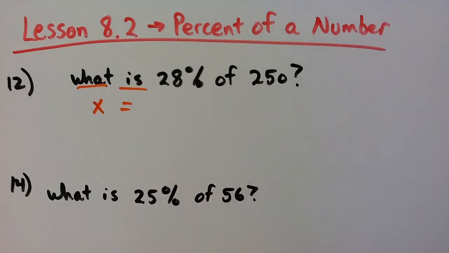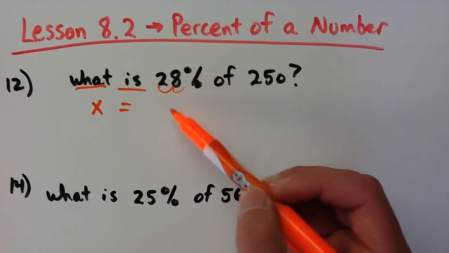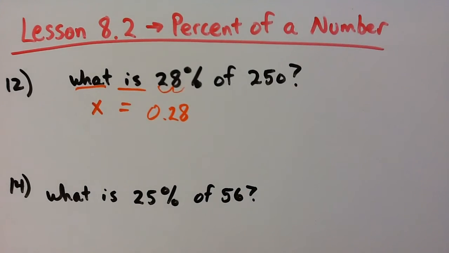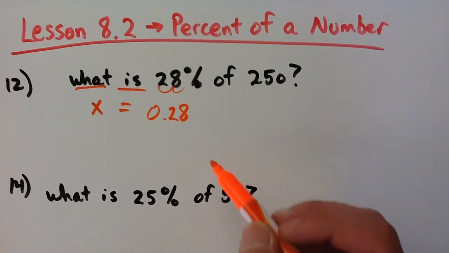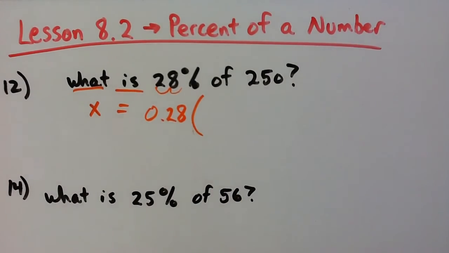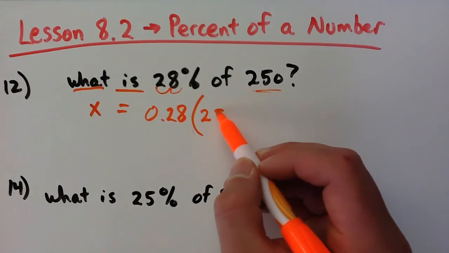How would you write 28% in decimal form? To go from percent to decimal, you divide by 100, or move the decimal 2 places to the left. So that would be 0.28. Anytime you put a percentage into an equation like this, you need to take the percentage to a decimal. In math, "of" means multiplication. So we multiply 0.28 times 250. You can use a dot or parentheses to show multiplication.